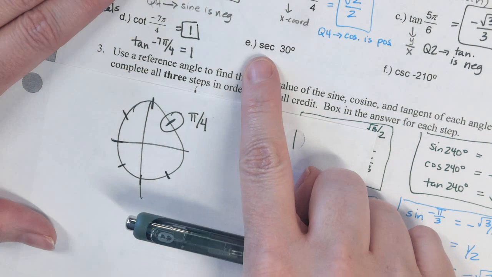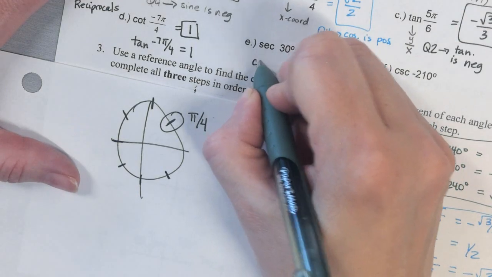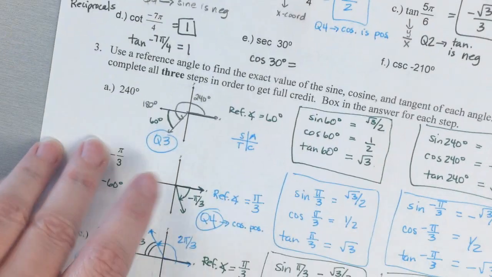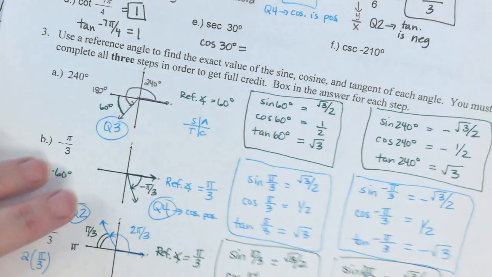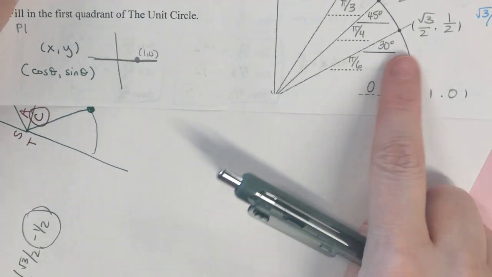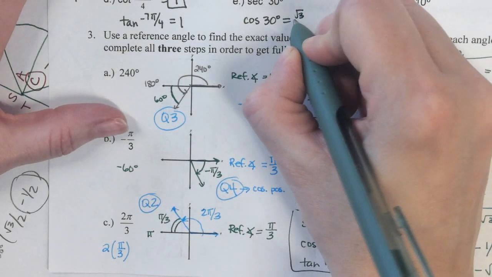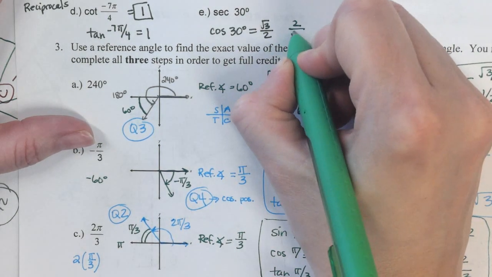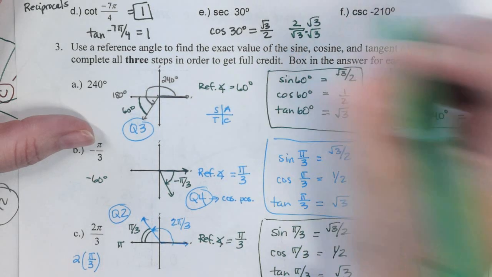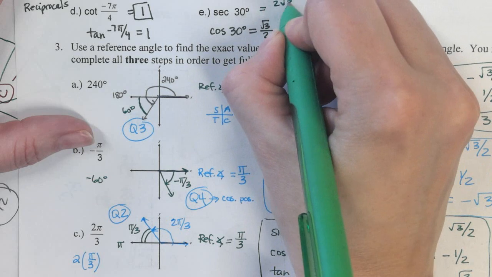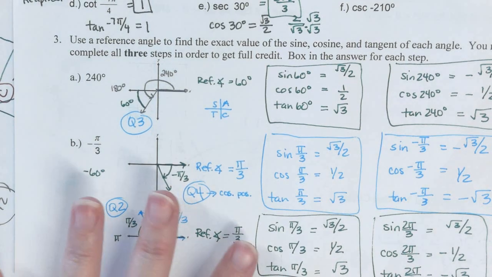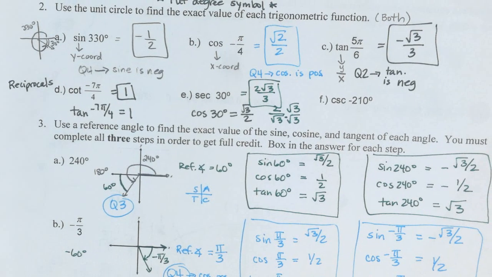So for the secant of 30, this is the reciprocal of what? Cosine. So the cosine at 30 degrees. This would actually be a good one to do without your unit circle, because you know what the cosine of 30 degrees is. Your cosine is root 3 over 2. If the cosine is root 3 over 2, the reciprocal is, you just flip it, 2 over root 3. Can I keep it like that? Nope, you have to rationalize. So your final answer is 2 root 3 over 3. So you have to do the reciprocal, and then you have to simplify if possible.